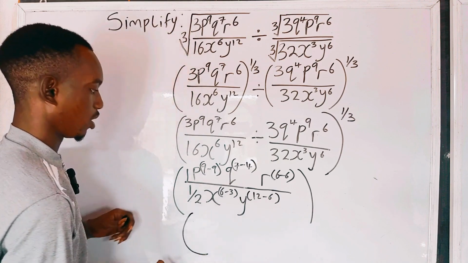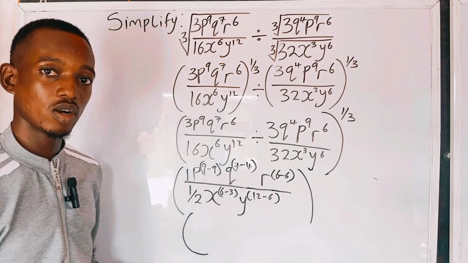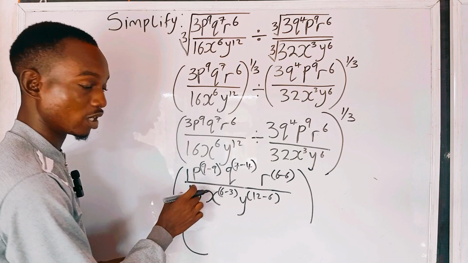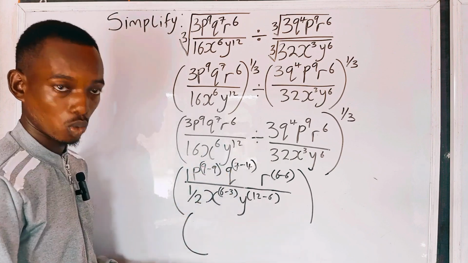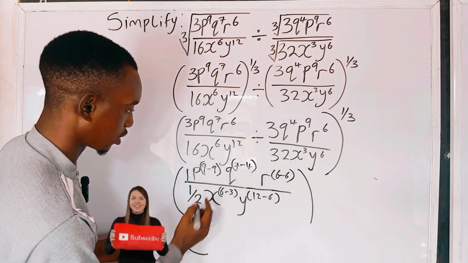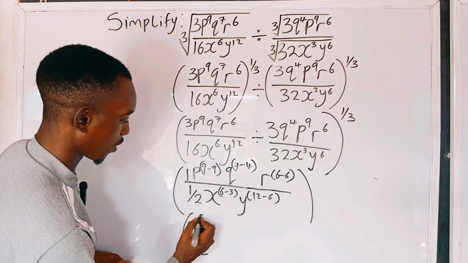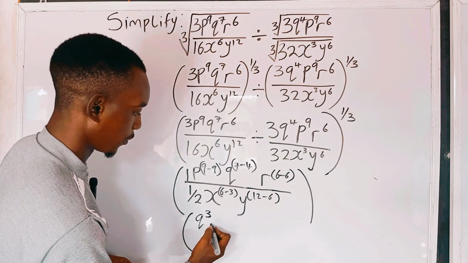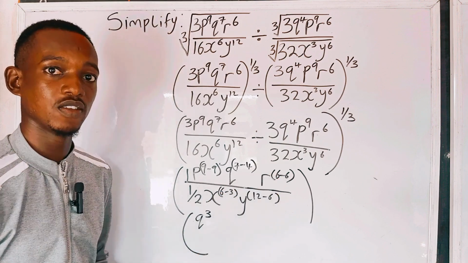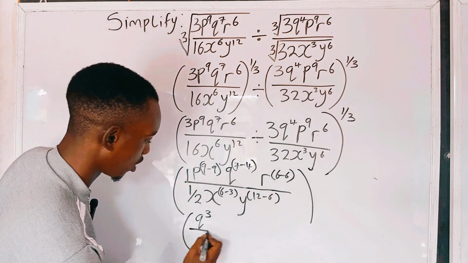So here we're going to have 9 minus 9, which is what? 0. And don't forget, according to the zero index, any letter or number, non-zero, raised to power 0 gives us 1. So this p will be reduced to 1. So 1 times 1 is 1, that has gone. Then q to the power of 7 minus 4 gives us q to the power of 3. Then r to the power of 6 minus 6 gives us 0. r to the power of 0 gives us 1. So that one has gone.